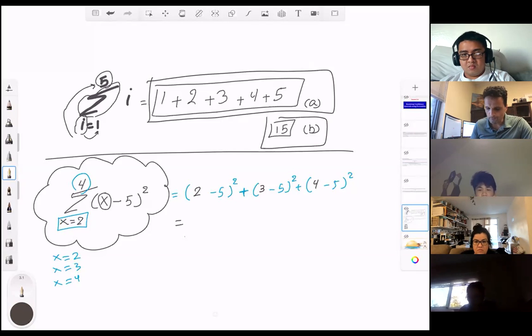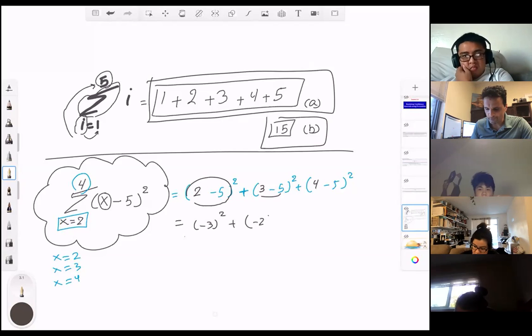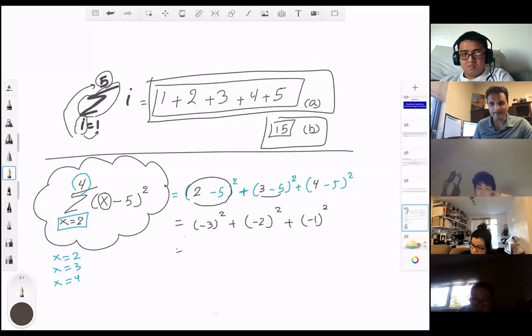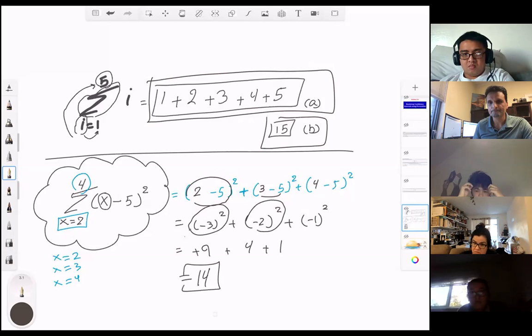So now we're going to start with the parenthesis. 2 minus 5 is negative 3 squared plus 3 minus 5 is negative 2 squared plus negative 1 squared. The next step, we're going to evaluate each parenthesis. Negative 3 squared is positive 9. Negative 2 squared is 4. Negative 1 squared is 1. You add them, you get 14. So 14 will be the solution.